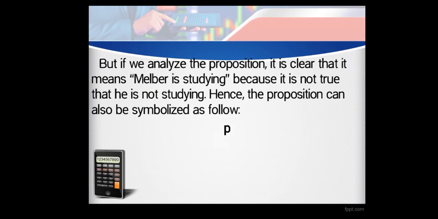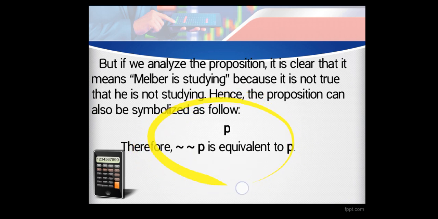But if we analyze the proposition, it is clear that it means Melbert is studying because it is not true that he is not studying. Hence, the proposition can also be symbolized as this one, P. Therefore, not not P is equivalent to P.